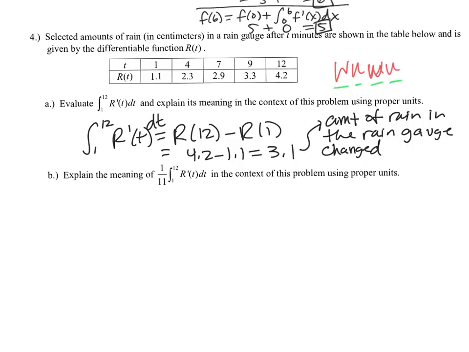So we're going to say the amount of rain in the rain gauge changed by 3.1. Now the units would be 3.1 centimeters. So that's our first what. Now we need to say when, with units. So the simplest way to say that is just to say from t equals 1 to t equals 12. So that's the when, and then don't forget your units, minutes.